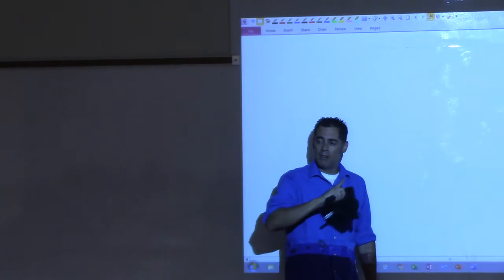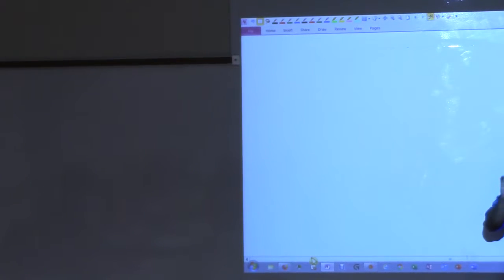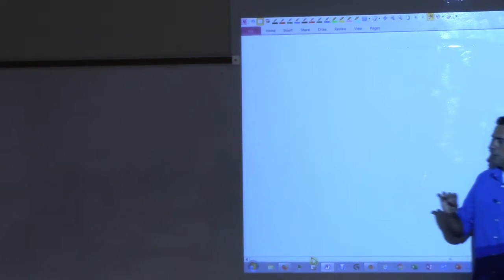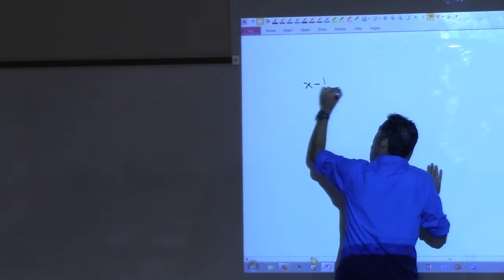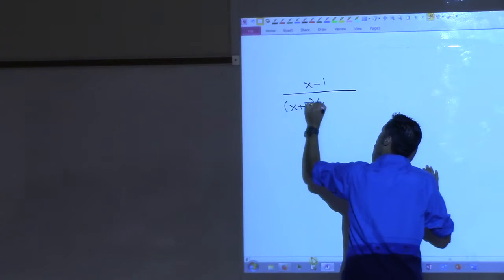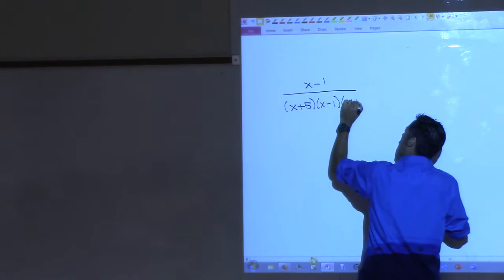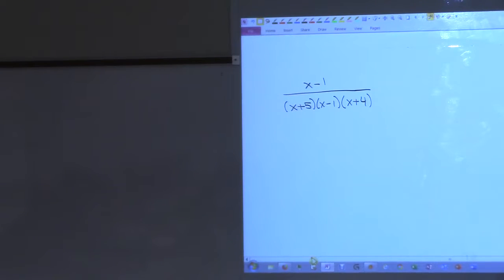What I just did there was when we had 2 distinct linear factors. So what if you had 3 distinct, so let's say we start with a problem, it's like x minus 1, and on the bottom, let's say it's like x plus 5, x minus 1, x plus 4. What if we have that? Don't you have like a bx plus cx or something? We do add something, but not quite that.